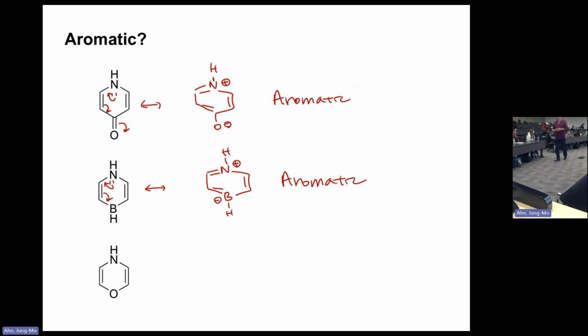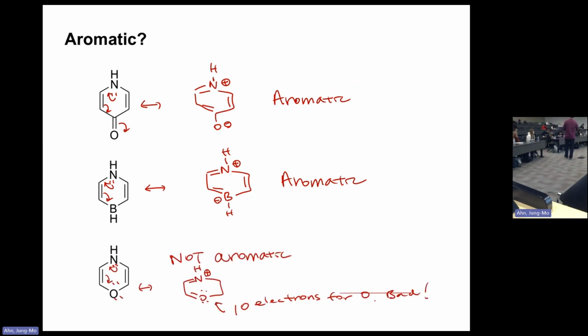We could potentially do the same thing here. We can push the electrons in, making a double bond, that comes out, makes double bonds. It looks like the same thing, right? But if you think that way, you're forgetting that oxygen already has 2 lone pairs, and then you are making it have another one. You're giving 10 electrons to the oxygen. That is really, really bad. Just like a 5 on the quarter, it doesn't happen. So this is not aromatic.